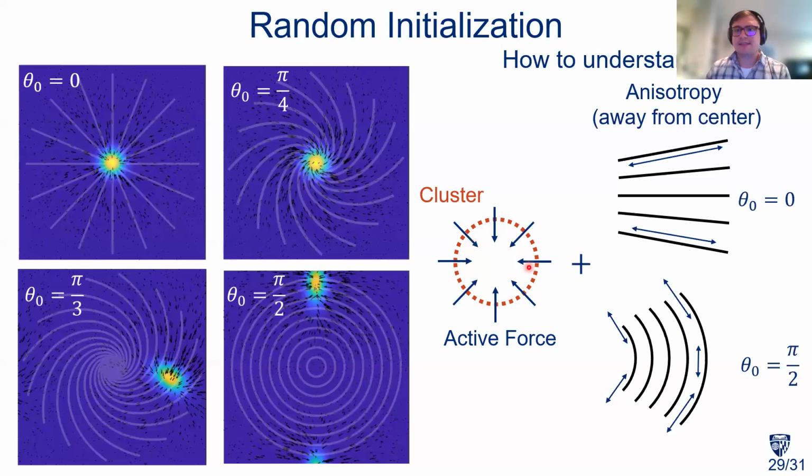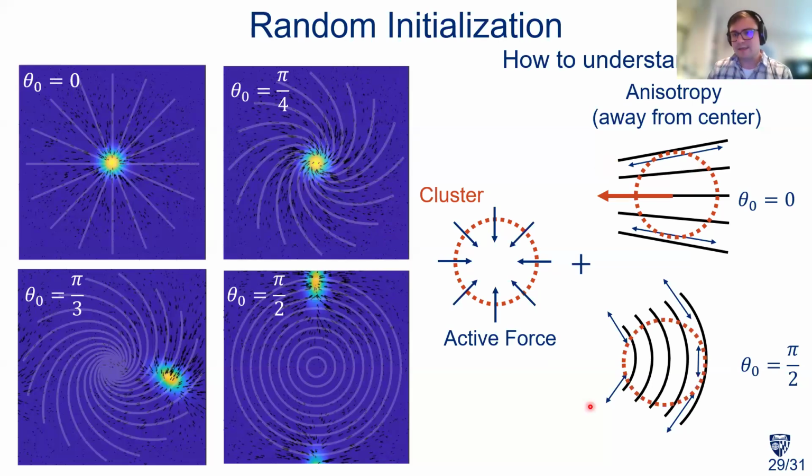And if we add to this anisotropy, so here I'm thinking of theta naught equals 0 and pi over 2, along the x-axis far from the center. If we overlay our cluster on this anisotropy pattern, you'll see for theta naught equals 0, the active force is more parallel to the anisotropy on the right side than on the left side, which means that the forces pointing inward on the right side will be larger, and we should expect a velocity that goes towards the center.